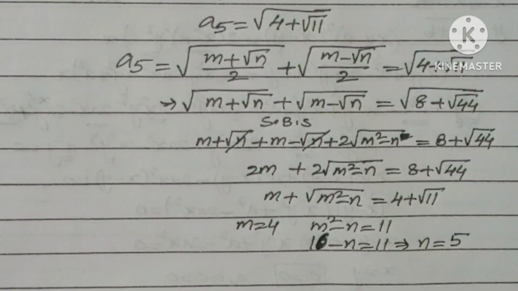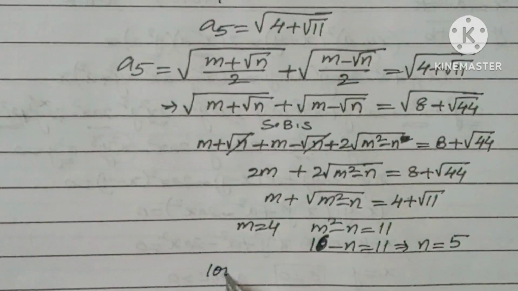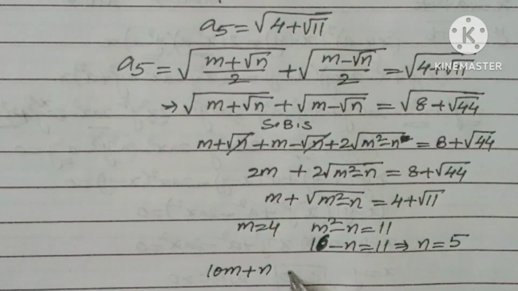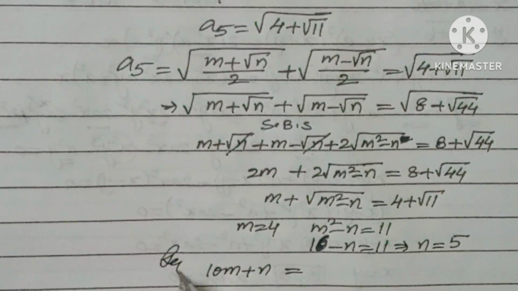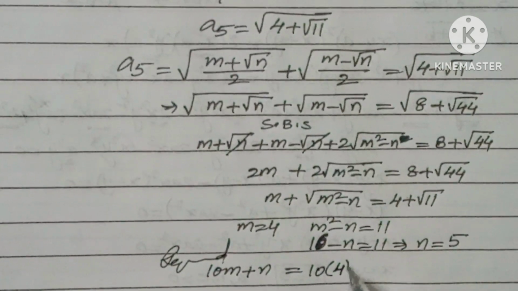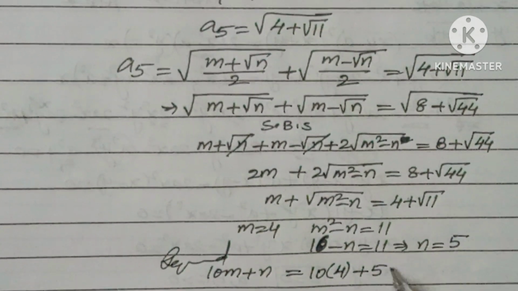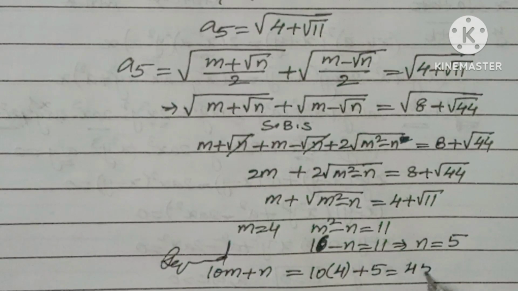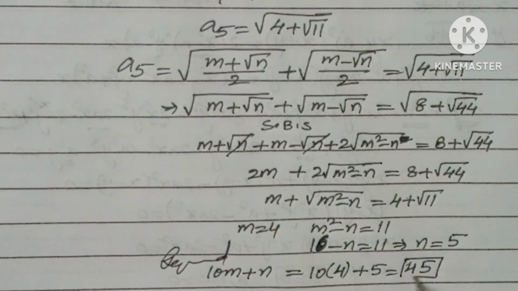Now he is asking to find the value of 10m plus n. That is the required value here. So 10 into m means 4, plus n is 5. So the answer is 45.